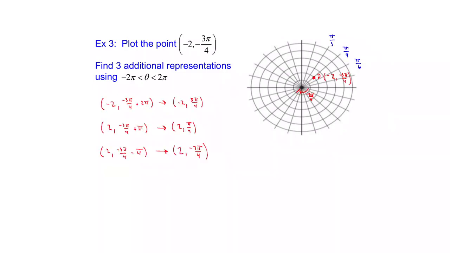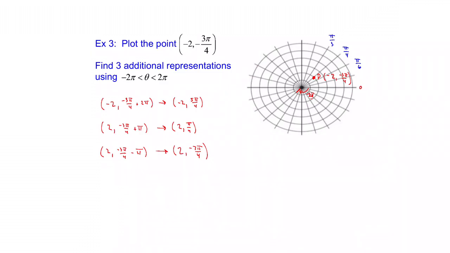Alright, so hopefully you took the opportunity to pause the video and work through this. When you plot the point negative 2 comma negative 3 pi over 4, this is the direction, the opposite direction. We're going clockwise from the polar axis, but the negative 2 is going to go in the opposite direction. So we're going to have the point P in that quadrant 1, 2 units away from the pole.